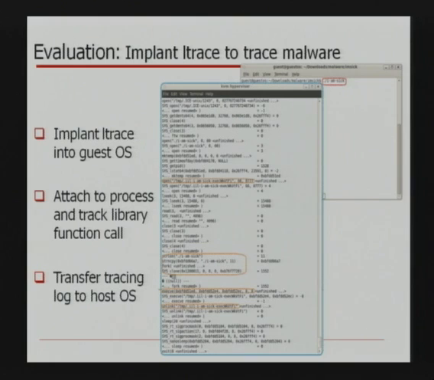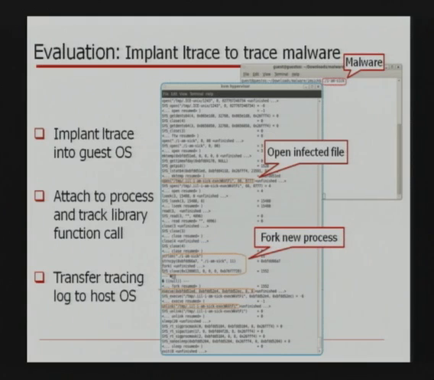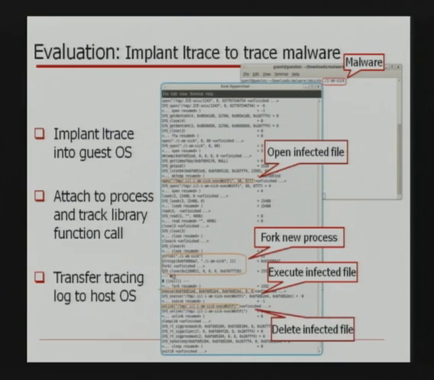So we see there are two windows. This is the malware, its name is IMSIG, and this is a KVM hypervisor window. When we begin to trace this malware, it will first open an infected file, fork a new process and execute the infected file, and then it will delete this infected file. So it is very easy to find the malicious behavior of this malware.